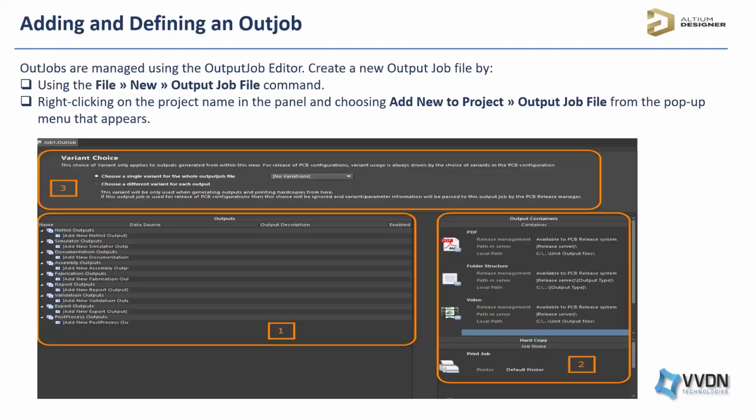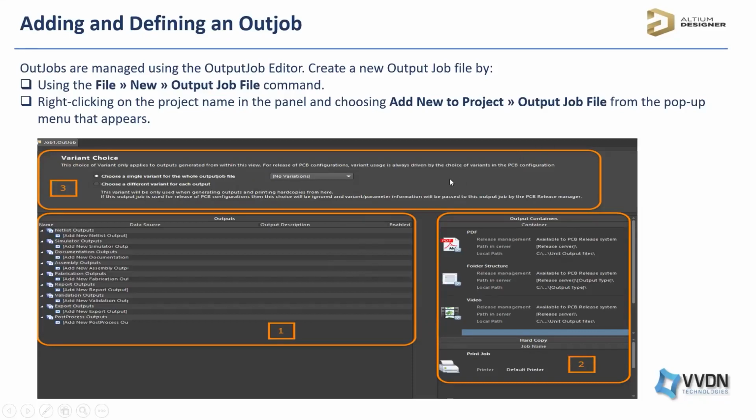Now, adding and defining an output job. Here you can see the UI of output job files. Within output job files we can create those things, and the comment option is there. First we have to select the project, then go to File, New, Output Job File. Then we can create the output jobs.